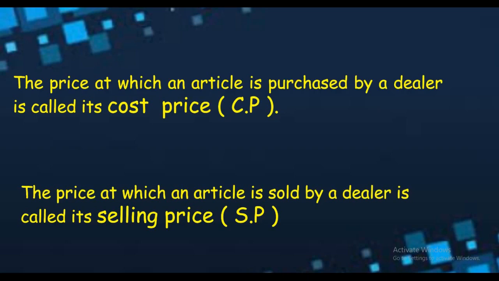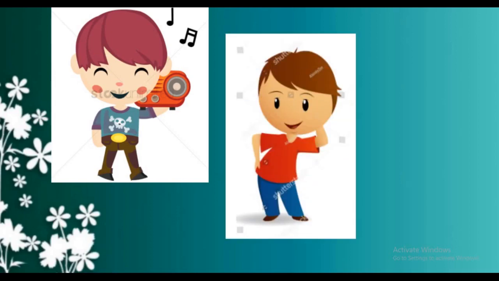Now, let's learn about profit and loss. Here also, I am trying to explain it through a story. One day, a man named Arun was walking through the street with the radio in his hand, listening to the music. It was then his friend Manoj passed by. He went to Arun and asked if he could give him the radio.